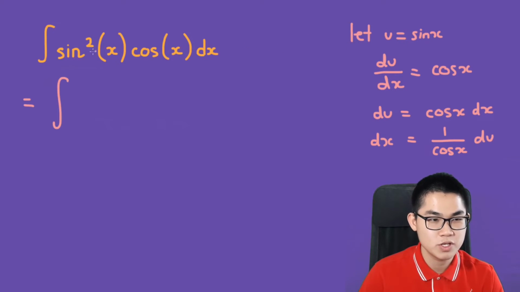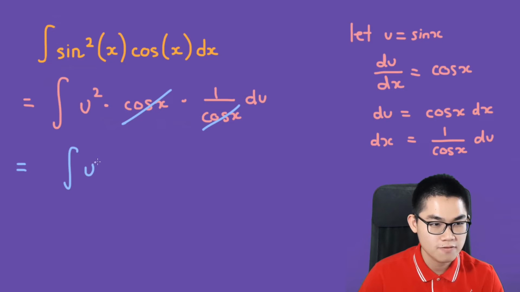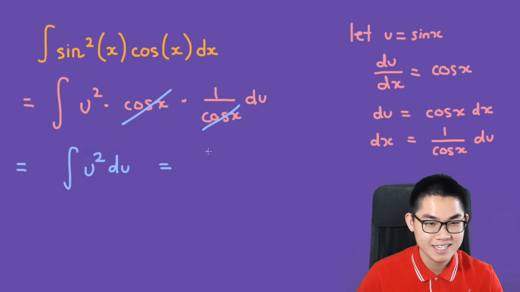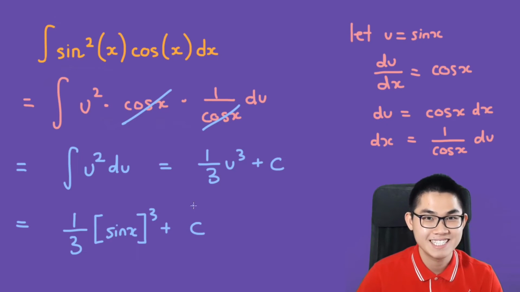So we're going to substitute the u into this, and we get u to the power of 2 times cosine of x times dx, and dx is 1 over cosine of x du. So times 1 over cosine of x times du. As you can see, the cosine of x will cancel out, and that leaves us with the integral of u to the power of 2 du. So the antiderivative of this will be what? It will be 1 over 3 times u to the power of 3 plus c, and we change the u back into sine of x. So 1 over 3 times sine of x to the power of 3 plus c.